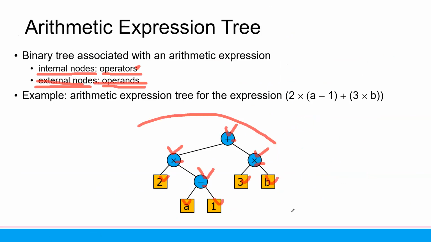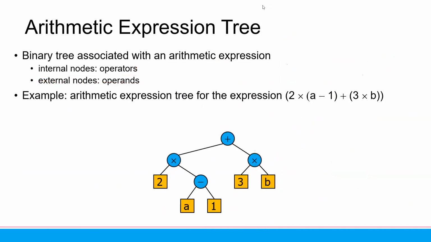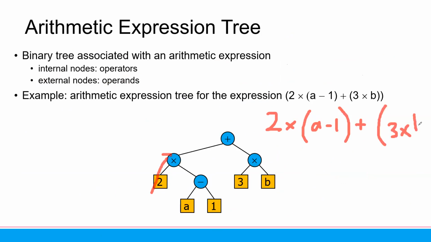If we look at this kind of tree, then the arithmetic expression for this tree is 2 multiplied by A minus 1, plus 3 multiplied by B. So we follow the post order traversal like this one.